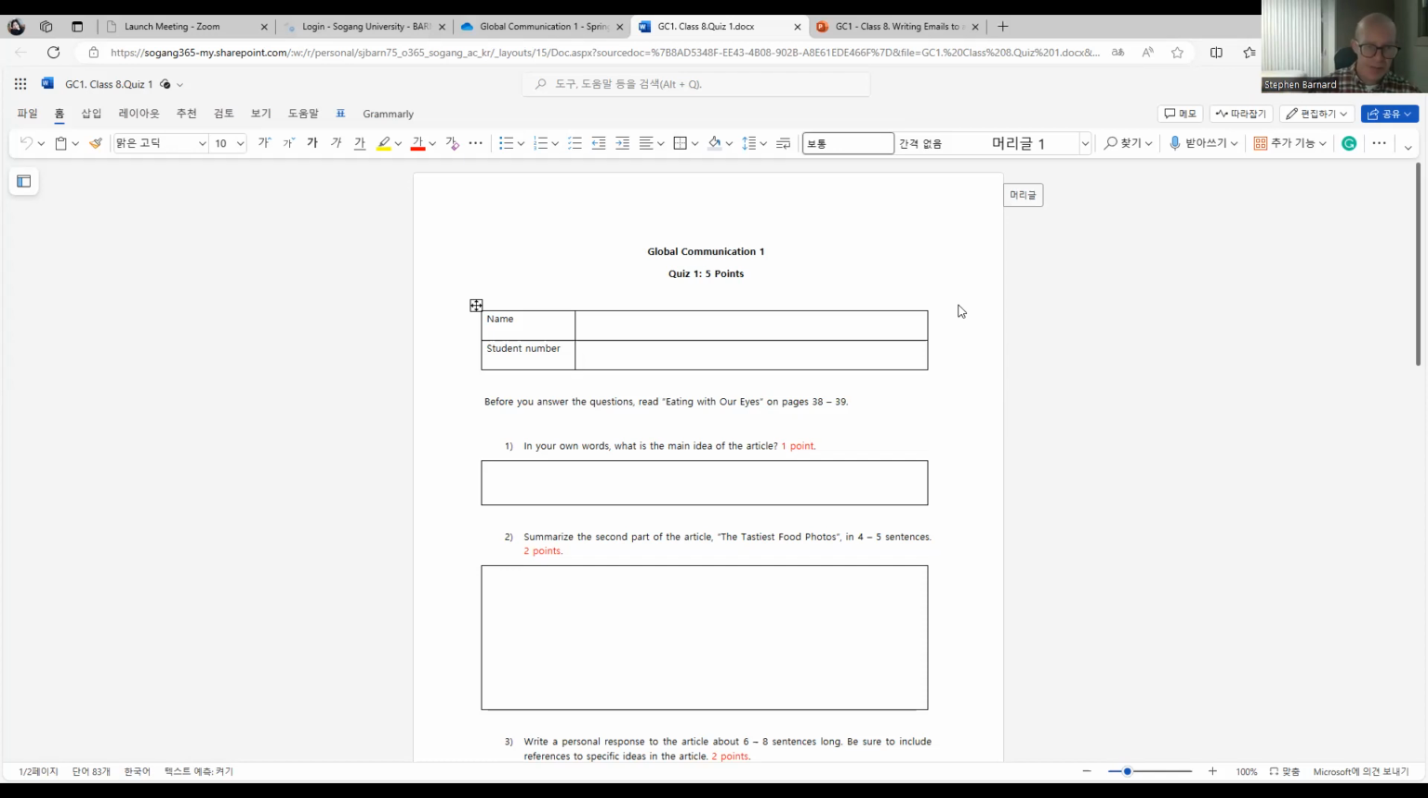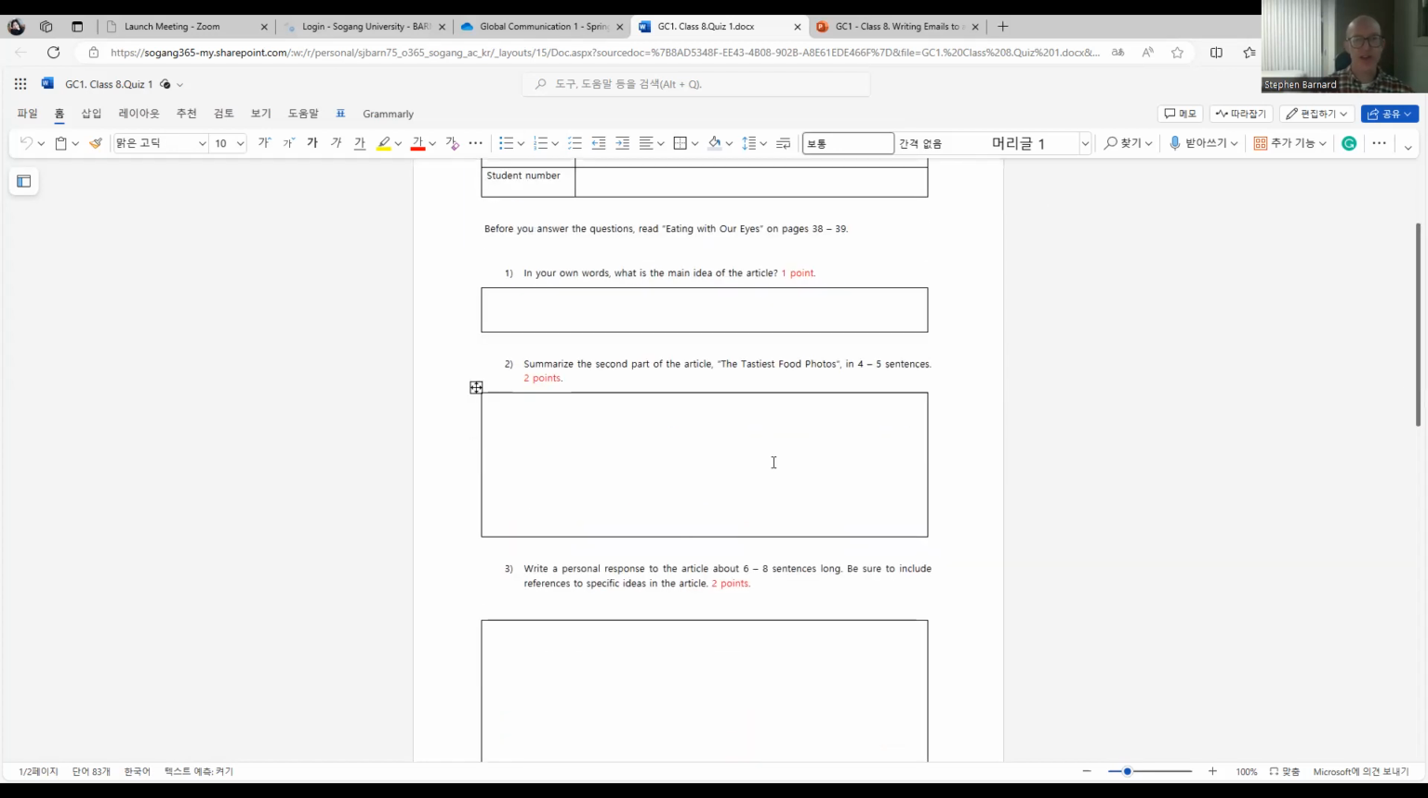So we've got your name, student number. Before you answer the questions, read Eating with Our Eyes on pages 38 and 39. This is a reading about food pictures. Lots of people like to take photographs of their food and then upload those pictures to social media like Instagram. That's the topic of this particular reading. So read that and then answer the following questions. The first question is just 1 point. In your own words, what is the main idea of the article?